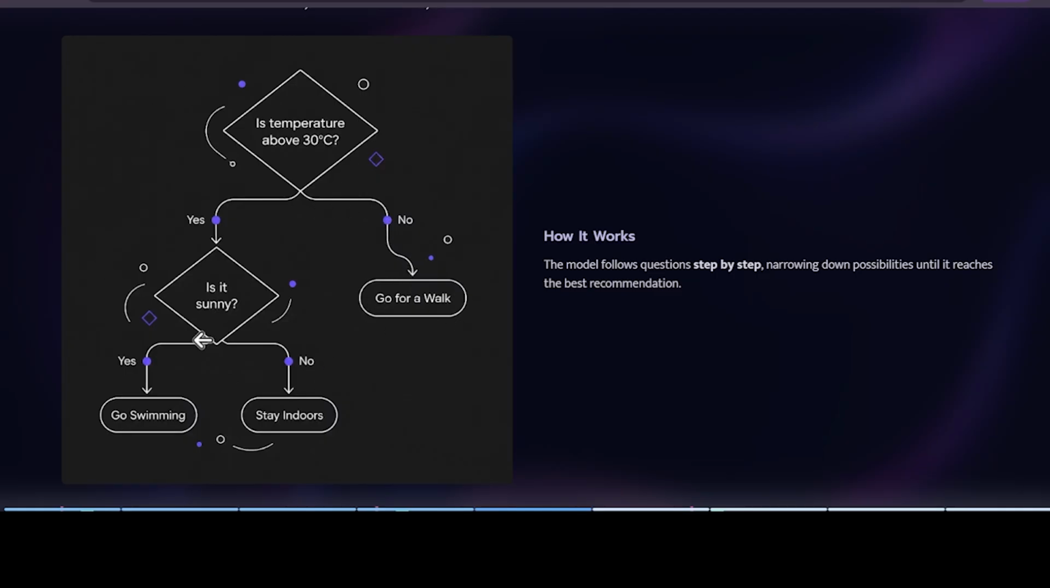So this is how the decision tree works. It predicts the decision based on the yes or no answers. This is how it works. This model follows the steps one by one.